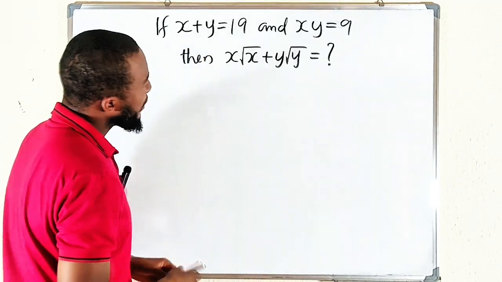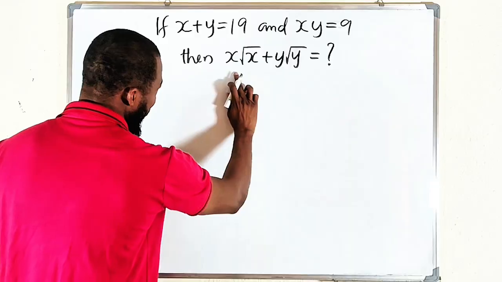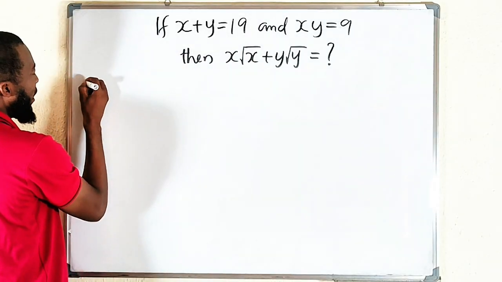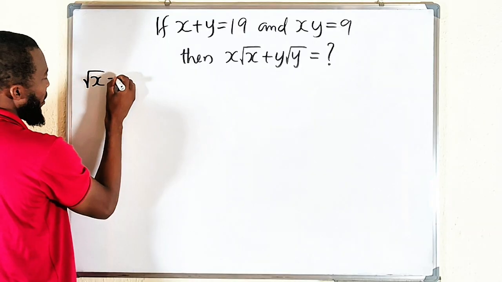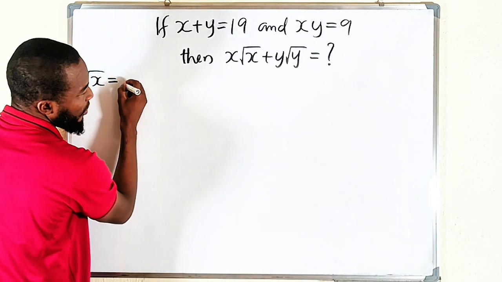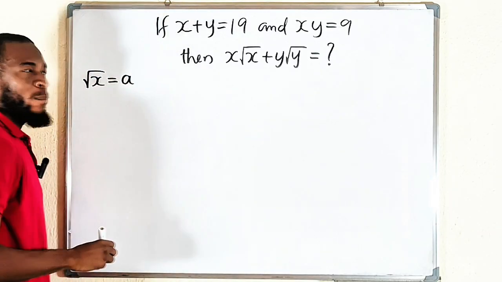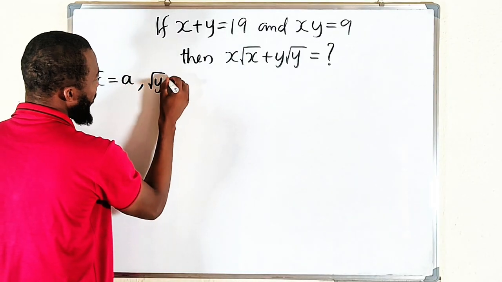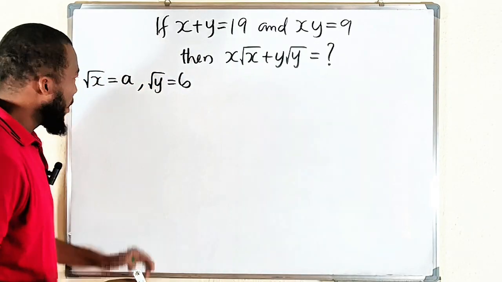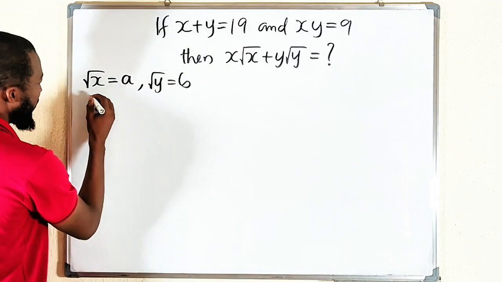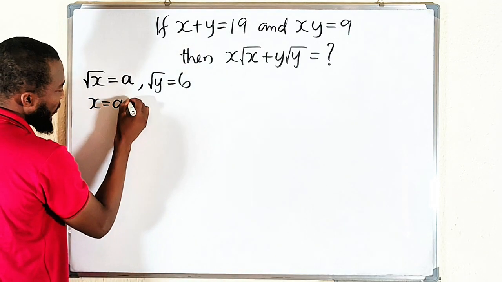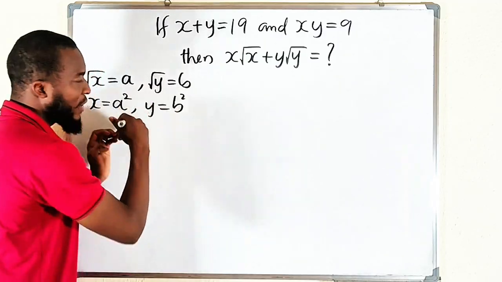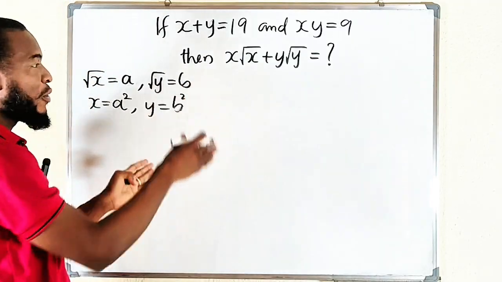So I would like to start with a substitution just to simplify our expression a little bit. Let the square root of x be equal to a. This is my substitution, and the square root of y be equal to b. The moment you square both sides, x will be equal to a squared and y will be equal to b squared.